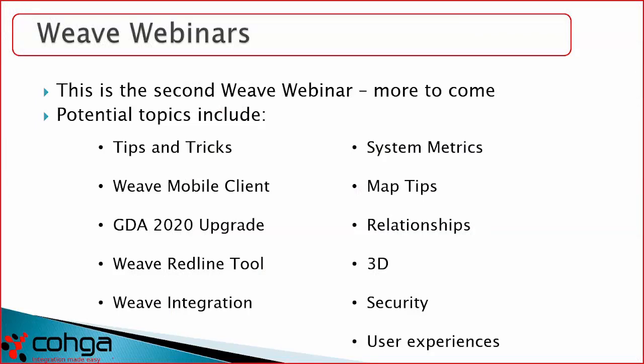The Weave webinars are a series that I've put together to try and introduce people to more of the common aspects of Koga and Weave. This is the second webinar. There's more to come. Some of the potential topics I've listed there. And we're also very keen to know if you've got any suggested webinar topics, or if you'd be interested in sharing your experience with others. That would be good also.